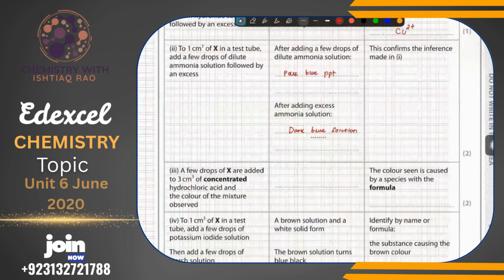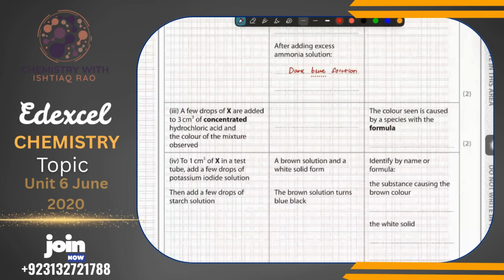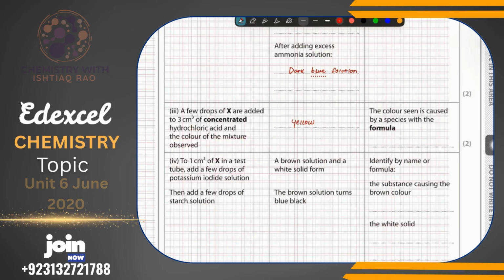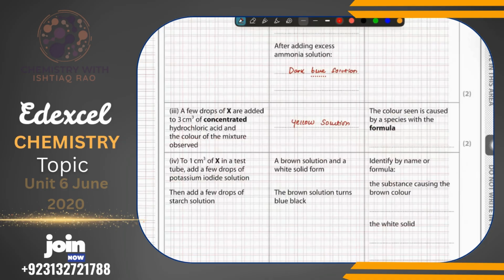Then after that, it's a yellow solution, CuCl4 2-, because we are adding a few drops of concentrated hydrochloric acid and the color of the mixture is observed. So you are saying that first of all we would be getting a yellow color solution, or a precipitate? Yellow solution, because the color seen is caused by a species with the formula CuCl4 2-, chloride.